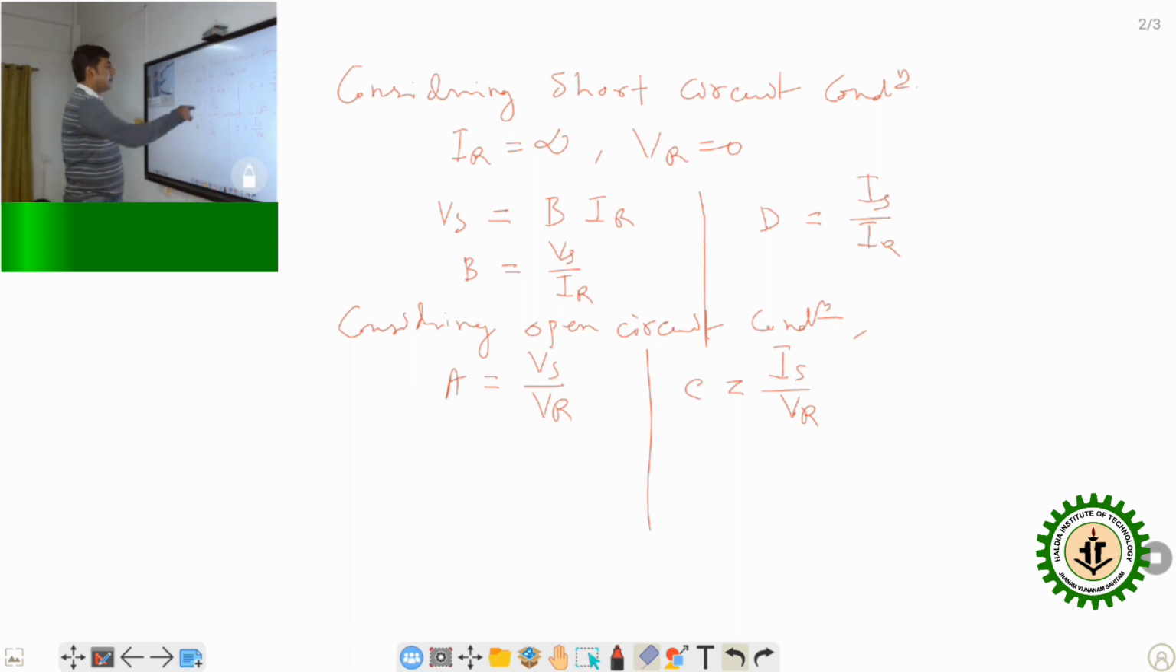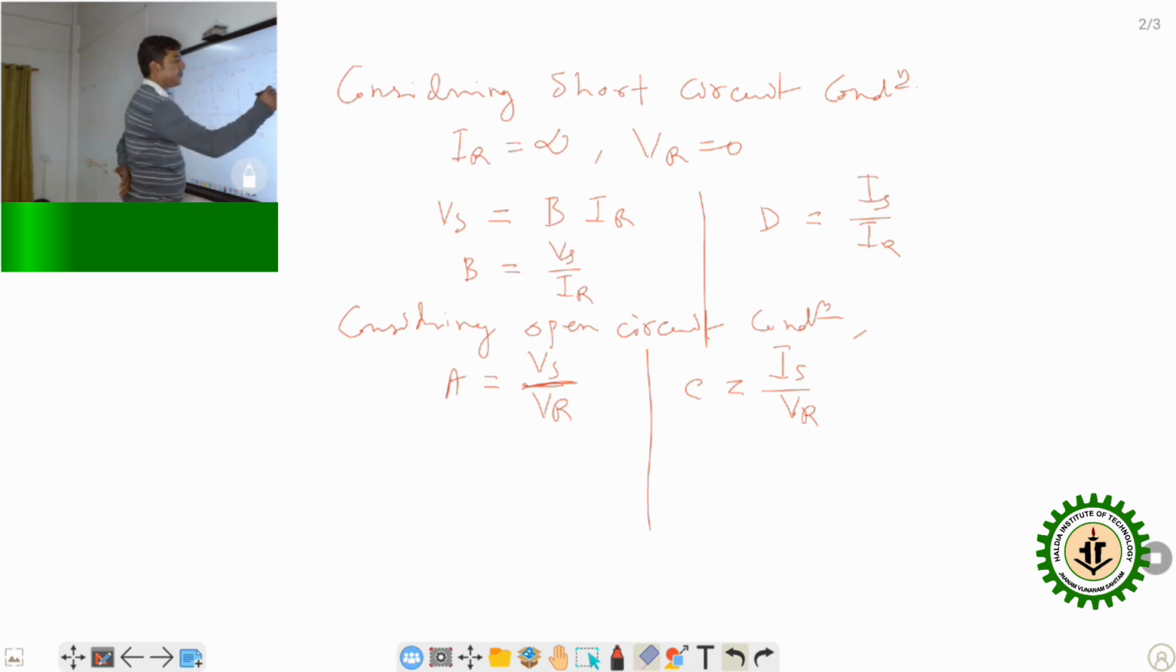So from here, we can represent the parameters A, B, C, D. A means Vs divided by VR. Vs divided by VR represents the gain of voltage. What voltage you are getting as output from what voltage you are giving as input. That means this is called voltage gain. Correspondingly, D is Is divided by IR. What current you are entering in the circuit and what current you are getting from the circuit output side. So this is called the current gain.